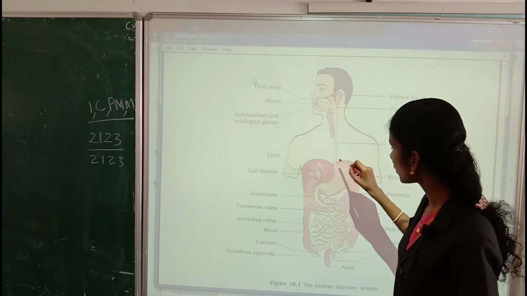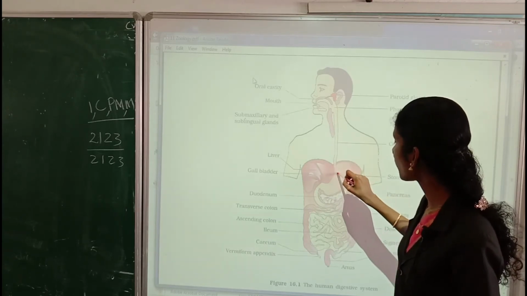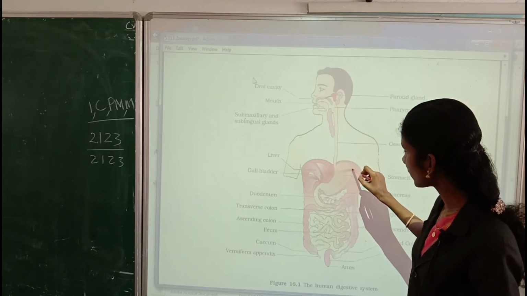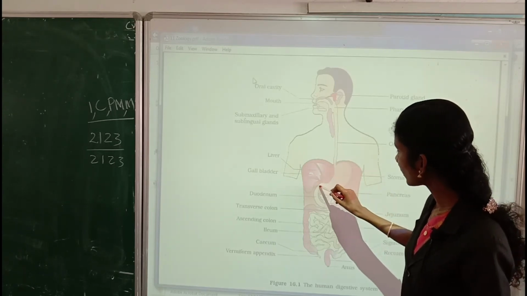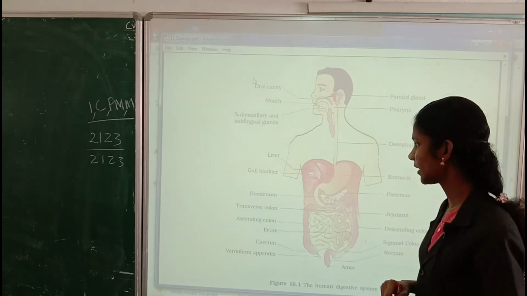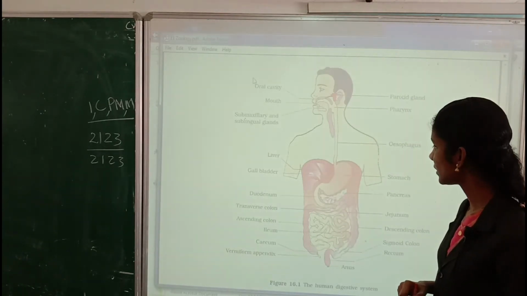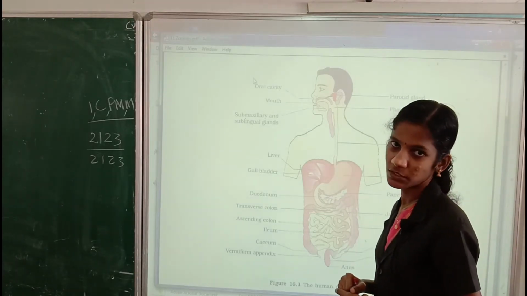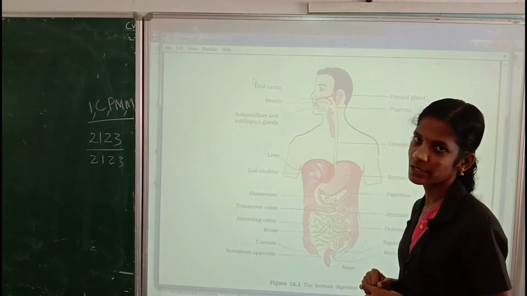Cardiac region is the region where the esophagus will open to stomach, isn't it? And fundus region is the upper dome shaped region of the stomach and pyloric region is the region where the stomach will open to small intestine. Okay, hope you have understood about the features of the stomach. This is the organ where the digestion process will take place with the help of digestive enzymes.